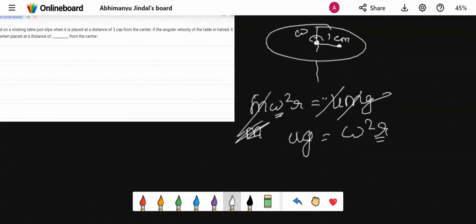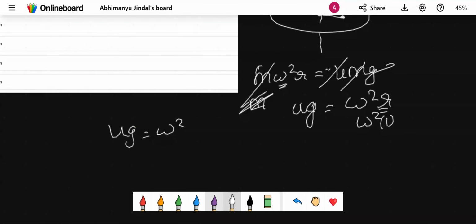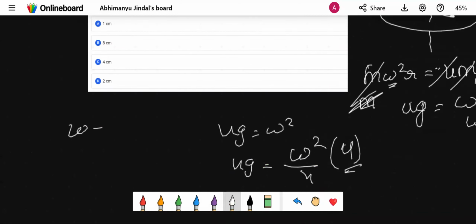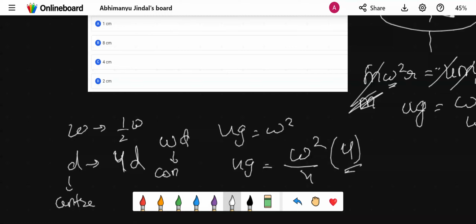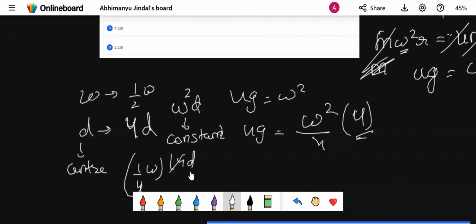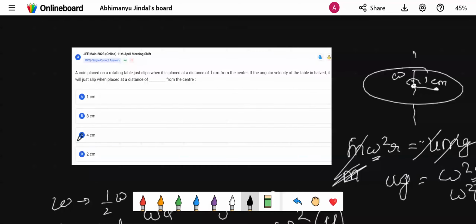Here omega was omega and r was 1, right? So when omega square into 1, mu g was omega square. Now I'm saying mu g has to remain the same, but omega is halved, so this becomes omega squared by 4. And what happens to this? This has to become 4 times. So basically, if omega is halved, then the distance d from the center is 4 times d, right? Because omega squared d has to remain constant. Understand the thing, try to think of it. So when omega becomes 1/2, d becomes 4 times, and omega squared d remains constant. So the correct answer is C.